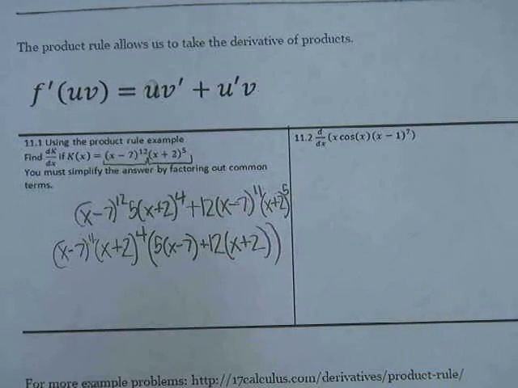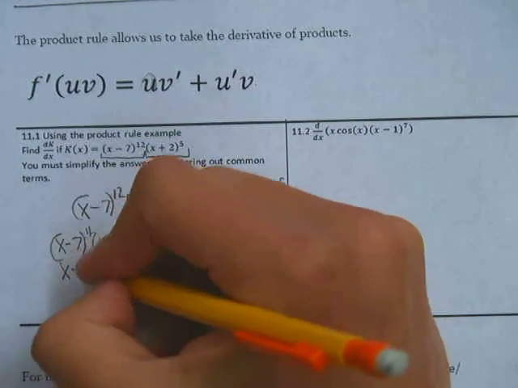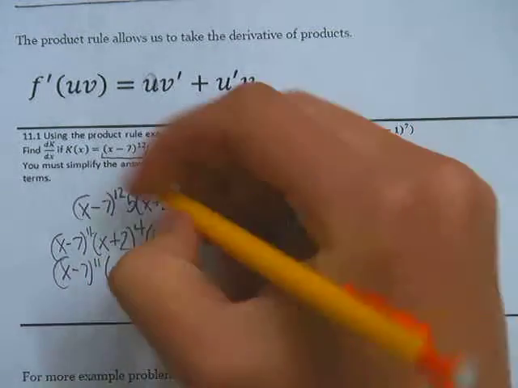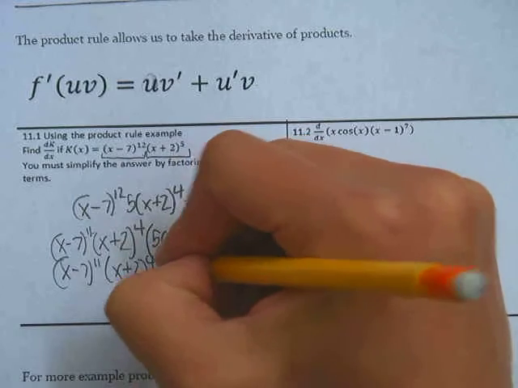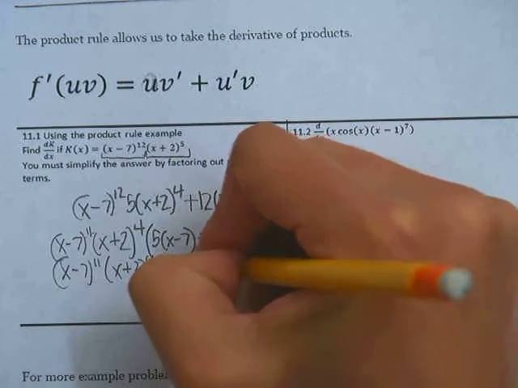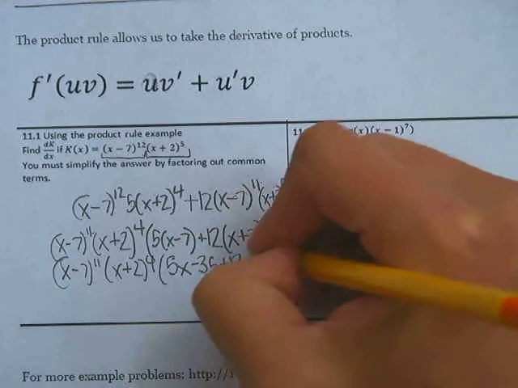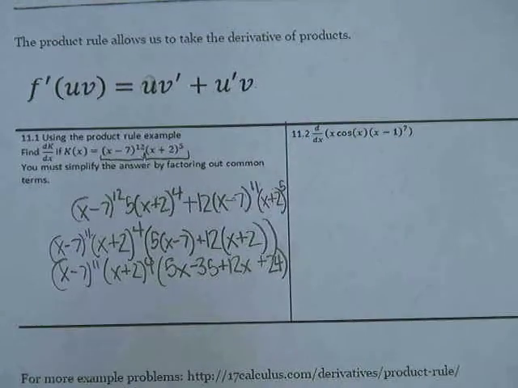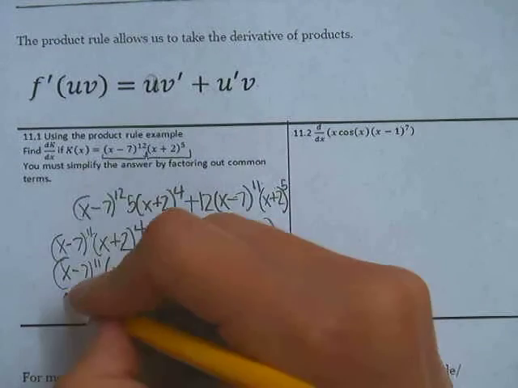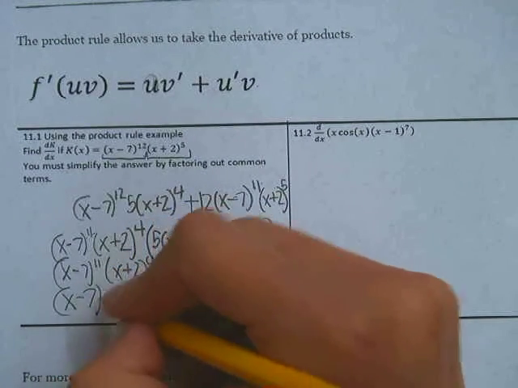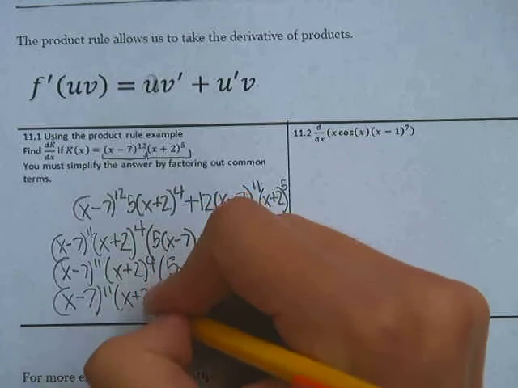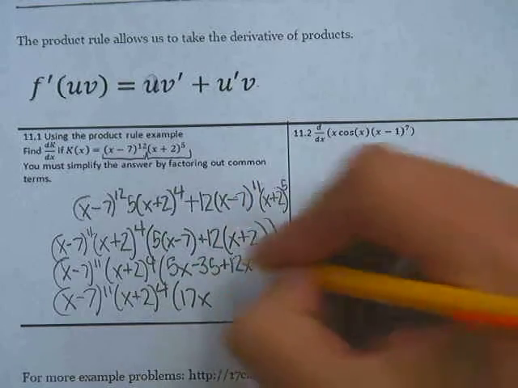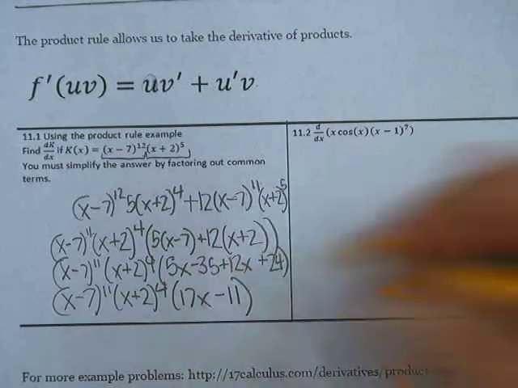Alright, now we've got to just simplify this. x minus 7 to the 11th, x plus 2 to the 4th. In here we're going to get 5x minus 35 plus 12x plus 24. And all I need to do now is simplify this last little bit. So first I'm going to rewrite my opening two terms. And 5x plus 12x is 17x. And minus 11. And boom, there we go.